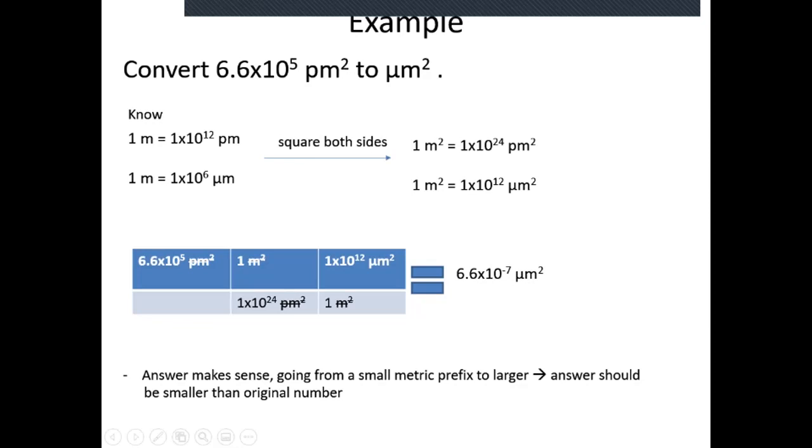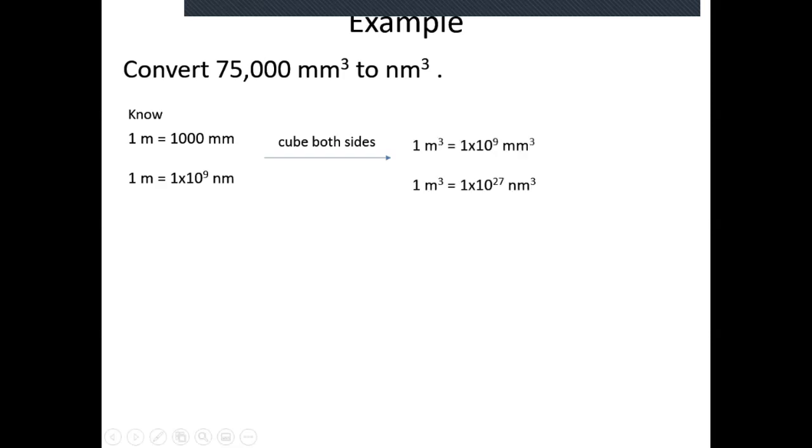So another type of example we can have is when we have cubed units. So in addition to squared, we can cube our units and get millimeters cubed, kilometers cubed, etc. So here we want to go from millimeters cubed to nanometers cubed. So again, what we know is that 1 meter is 1,000 millimeters, and 1 meter is 10 to the 9th nanometers. So what we have to do is we cube both sides. We get the cubed conversion factors.